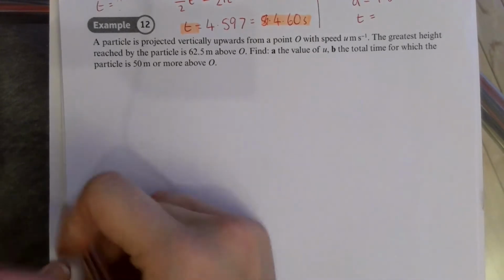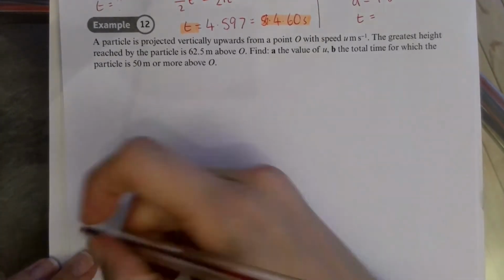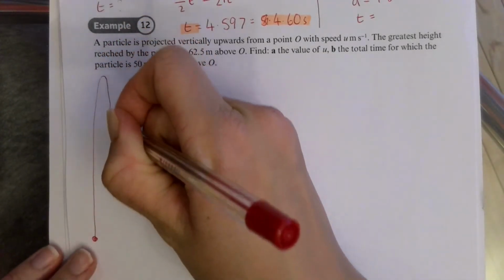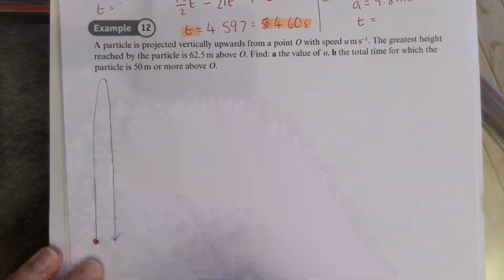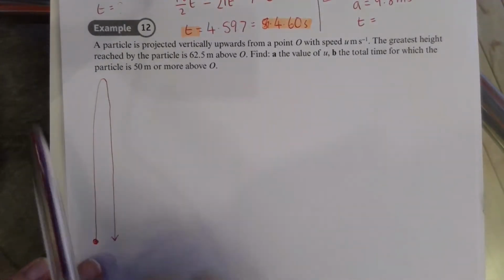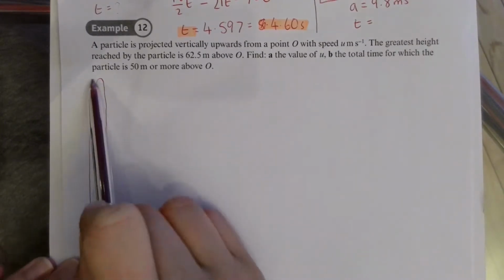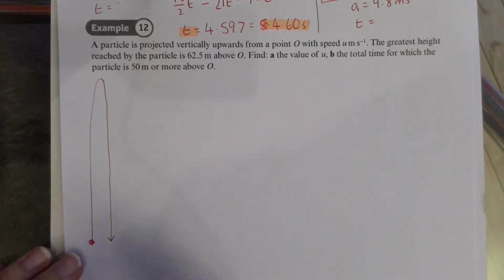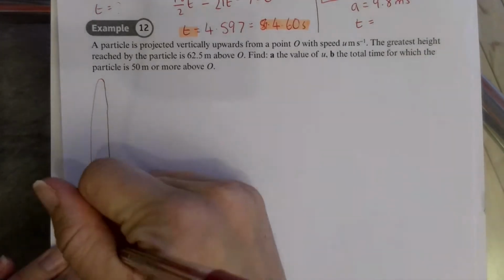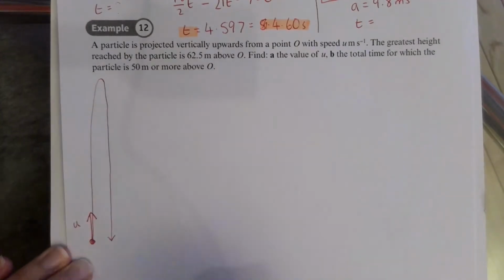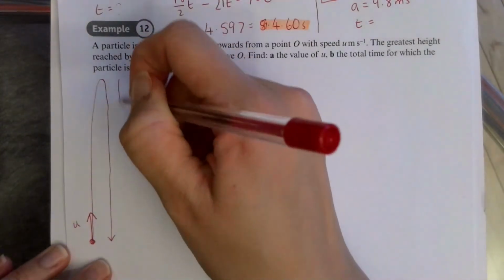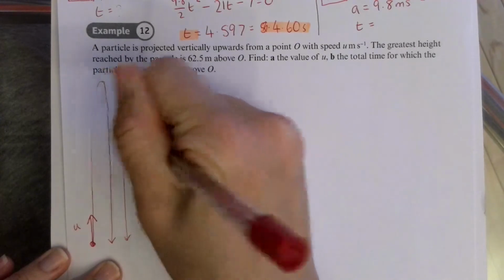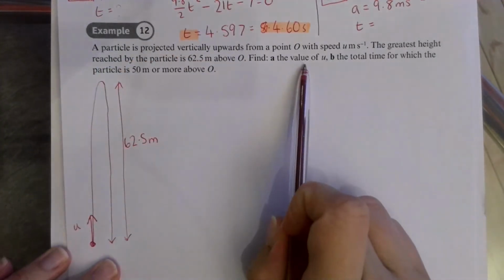If I draw this out, I've got O here at the bottom where my particle starts, and it goes all the way up, hits the maximum height, and comes all the way back down to O. I've drawn it as a bit of a loop, however we've got to imagine it goes up and down in exactly the same line. So it's projected upwards with a speed of u, and the total maximum height above O is equal to 62.5 meters. First I'm finding the value of u.